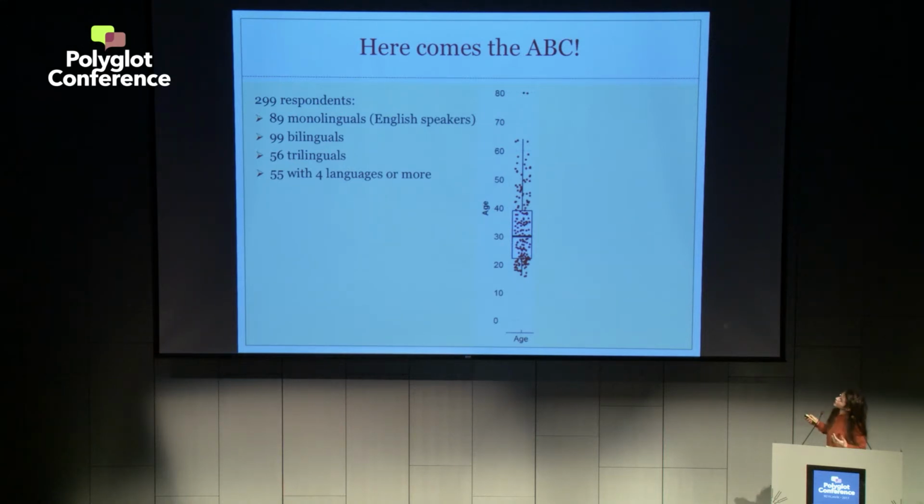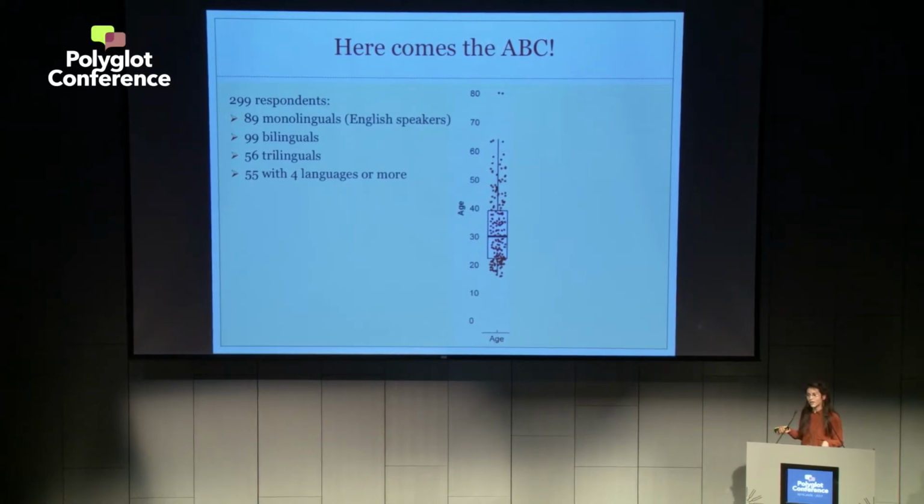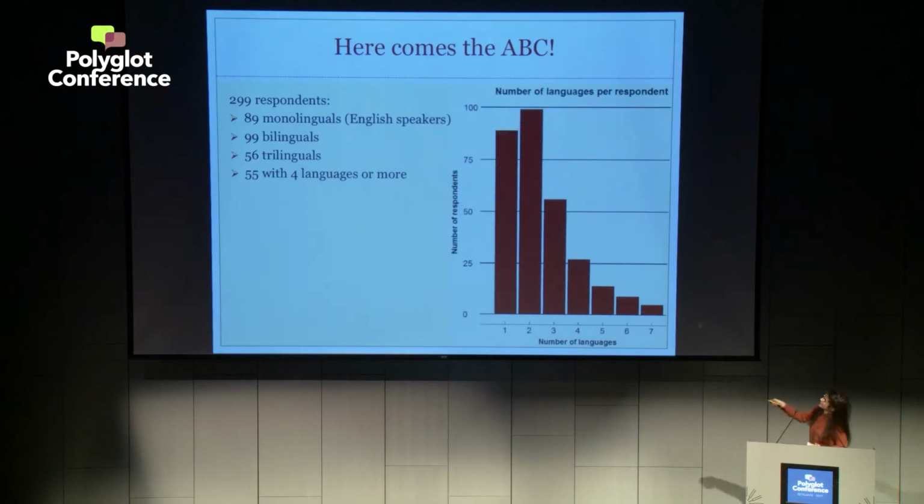In total, we got 89 monolingual English speakers, 99 bilinguals, 56 trilinguals, and 55 people speaking 4 languages or more. In the survey, I went up to 7 languages for ranking their abilities, but some reported knowing up to 10 languages. So there are many autistic bilinguals. These are the numbers of languages.